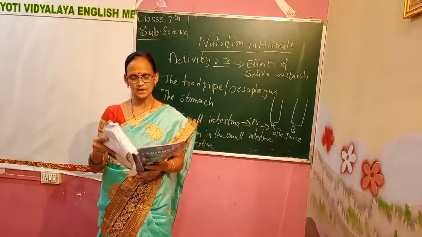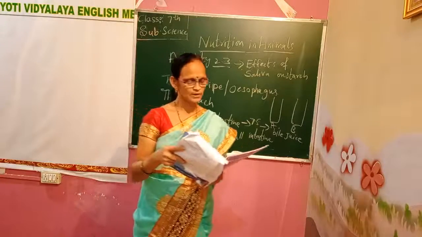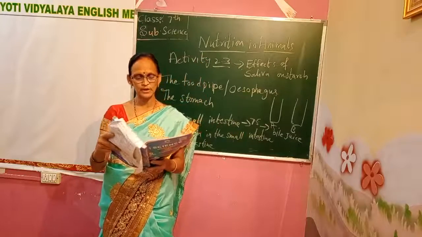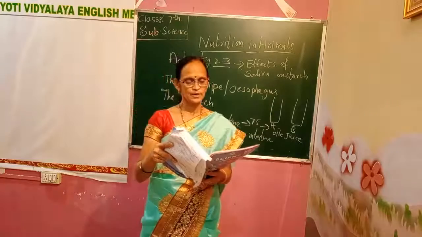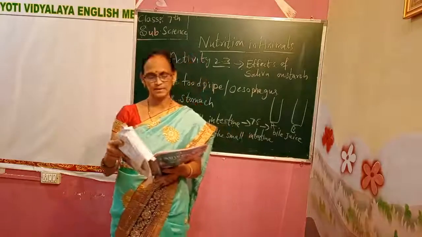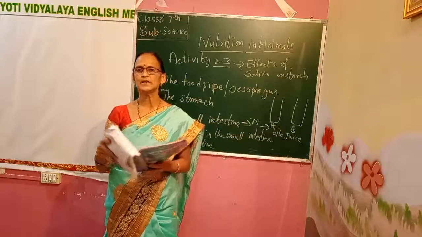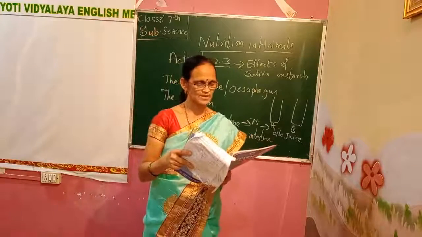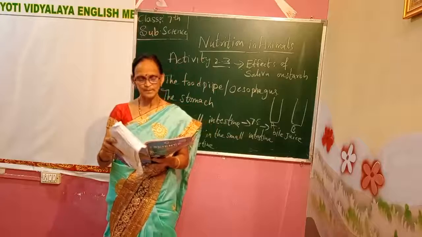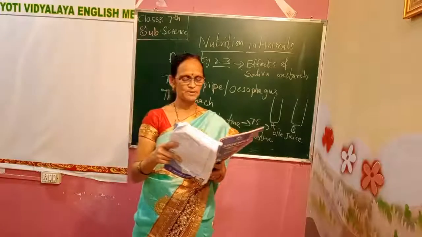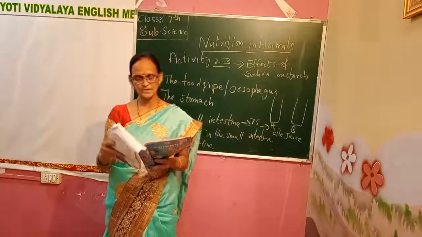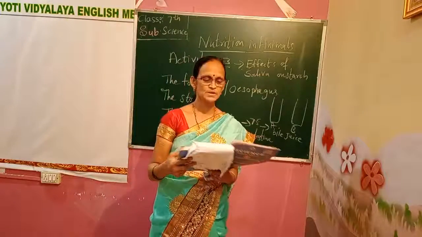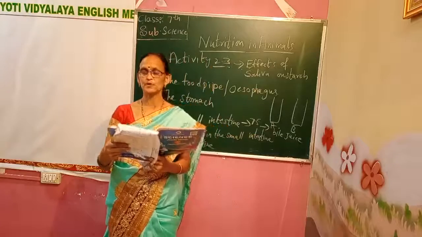The pancreas is a large cream-colored gland located below the stomach. It is cream color. The pancreatic juice acts on carbohydrates, fats, and proteins and changes them into simpler parts.